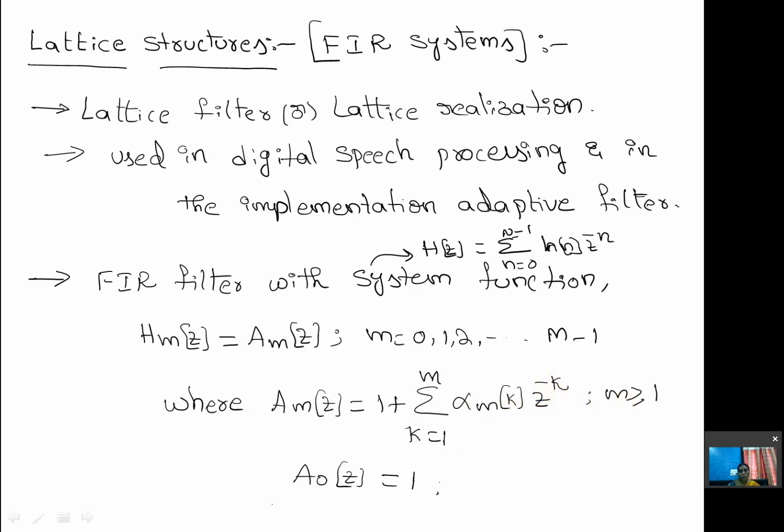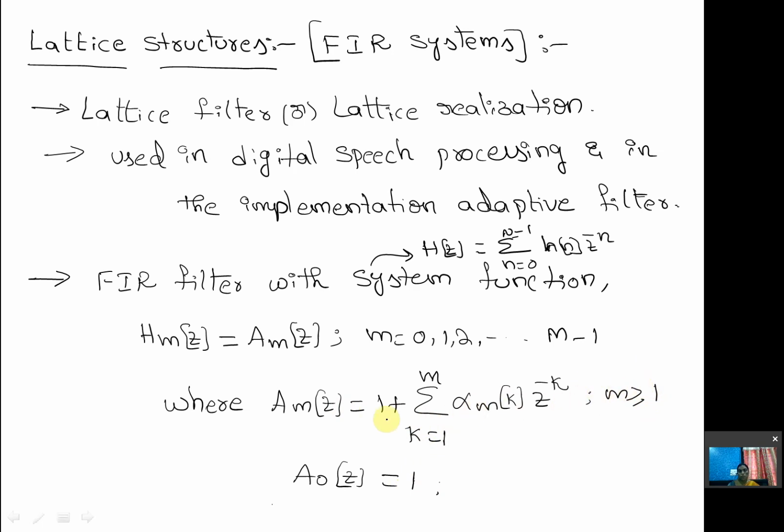Now m greater than or equal to 1. So now here, for m = 0, what is that? a0 of z is equal to 1. For m = 0, the value is a0 of z equal to 1. So this is the 1 here. So this is for m greater than or equal to 1 only.